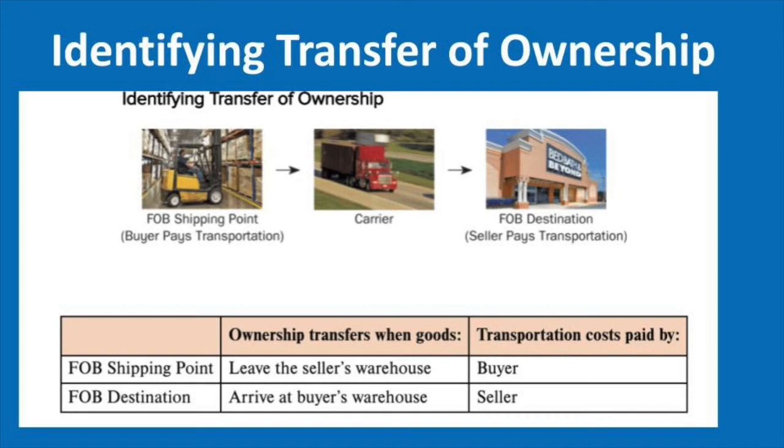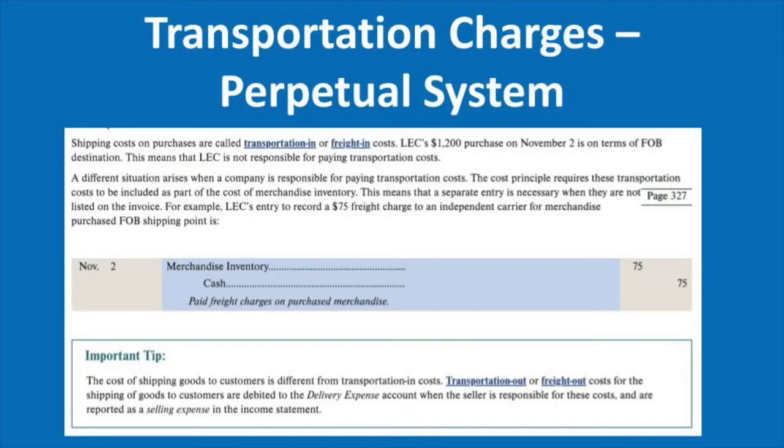So we need to be able to record that. In this particular instance, if we're going to be paying for the shipping, as I say, it gets built into our merchandise inventory. So we have to pay $75 for shipping. The freight charge, we would add to merchandise inventory. We debit merchandise inventory and credit cash. Similarly, we paid cash for the inventory.